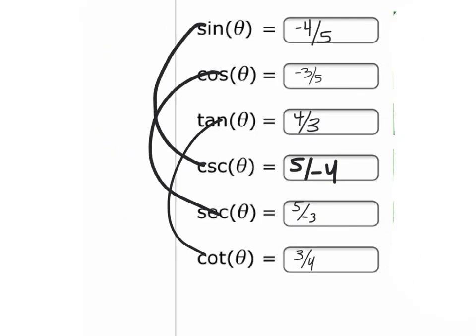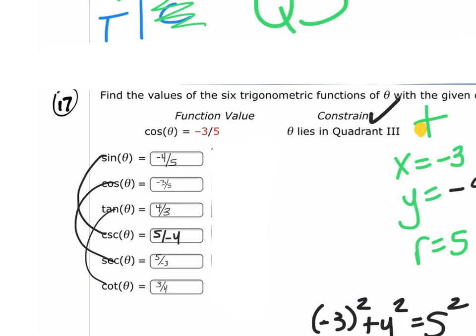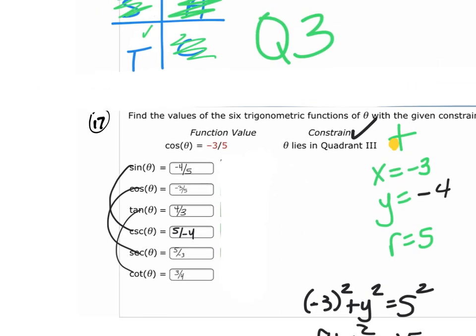3/4. Do you guys see, though, how this second piece of information was a huge benefit? Because it told me that my y value had to be negative. But when you use the Pythagorean theorem, you're squaring stuff. So that's why you have to check out that second constraint. Are we okay? All right.